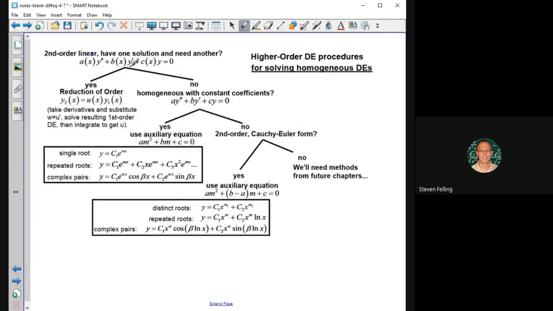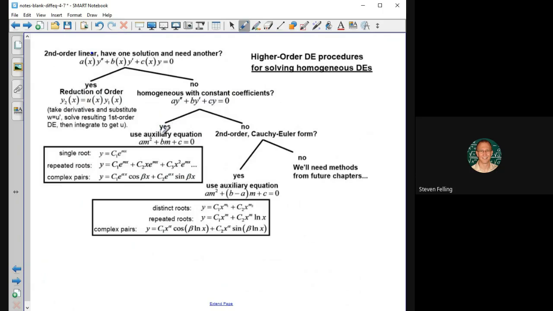That's when you already have one solution and you need the second one. Okay, if that's not true, then you could say, well, do we have a homogeneous equation, so 0 on the right-hand side, with constant coefficients? If that's true, then you can use the auxiliary equation here, and then for a single root, c1 e to that root. For repeated roots, you just keep tacking on x's along with the e to the mx term. And if there's a complex pair, it's the constant times e to the real part x times cosine of the imaginary part x, and then another term with sine.